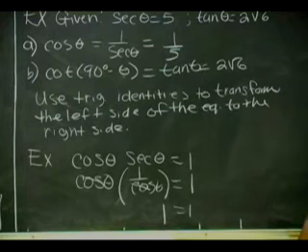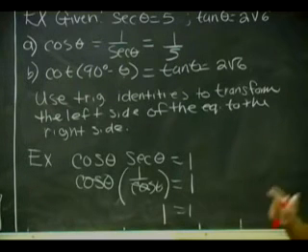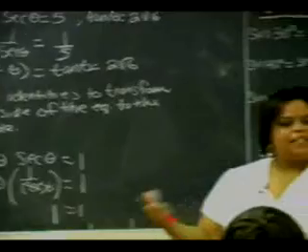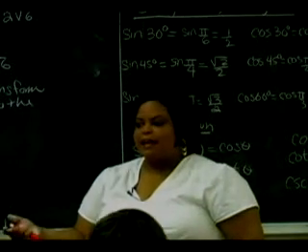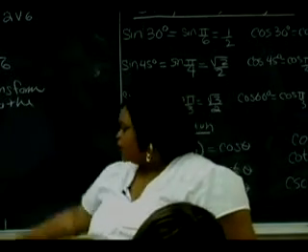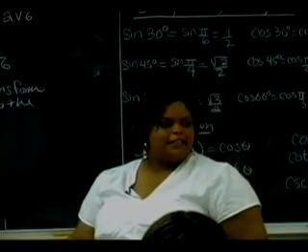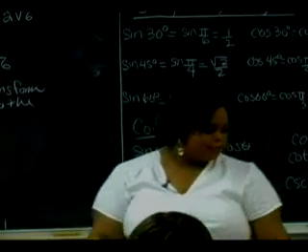Questions? I see some confused faces. You want to make the left-hand side, by plugging in an identity for something up there, look like the right-hand side. And if you make them equal, then we know, yes, this is an identity. Let's look at another one.